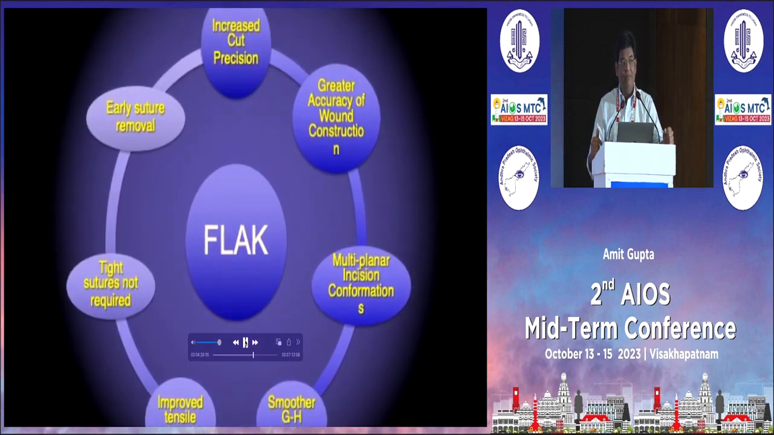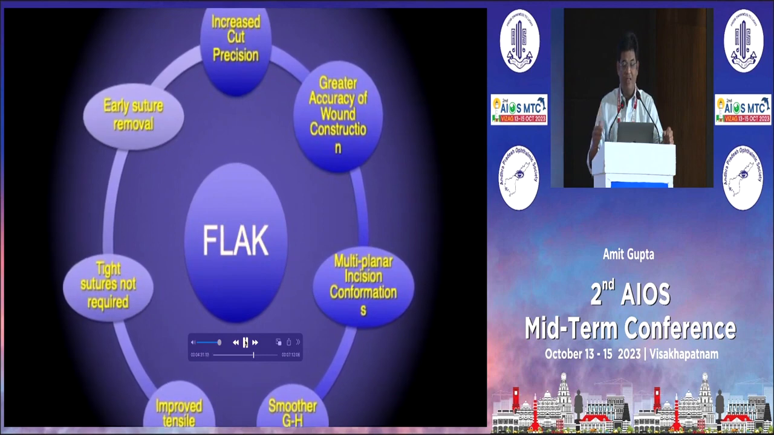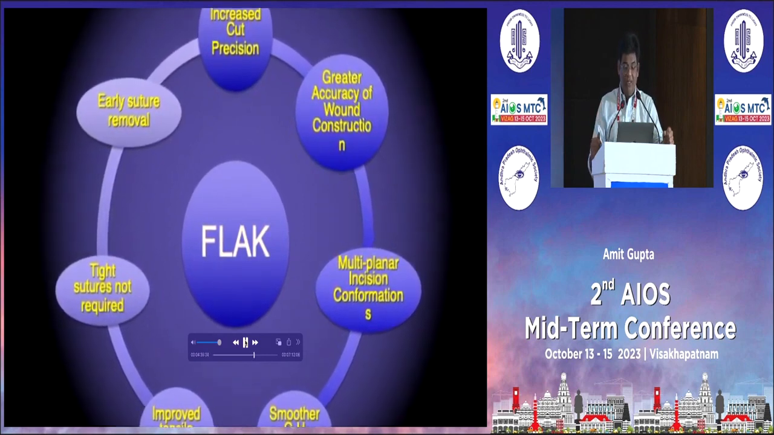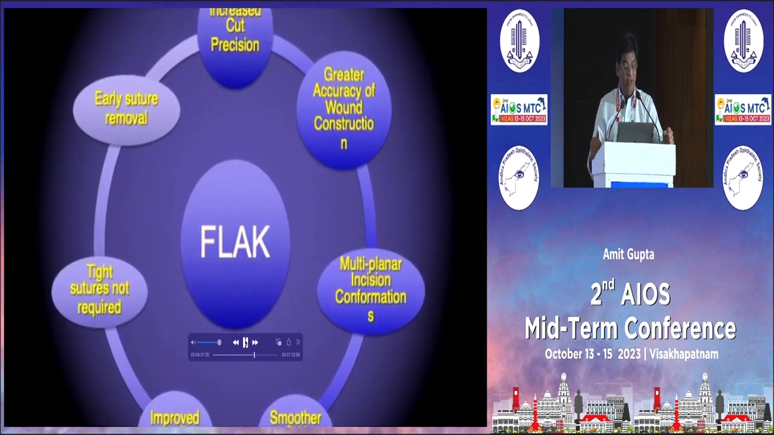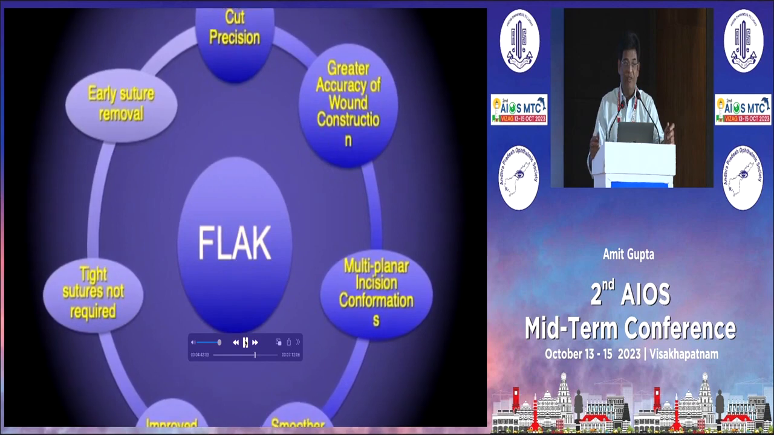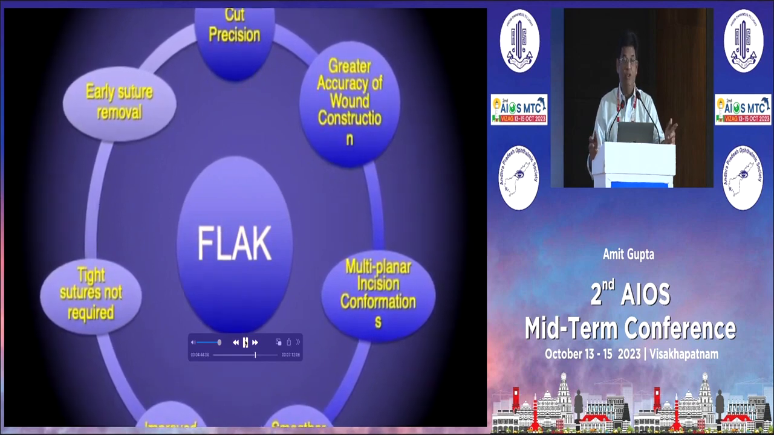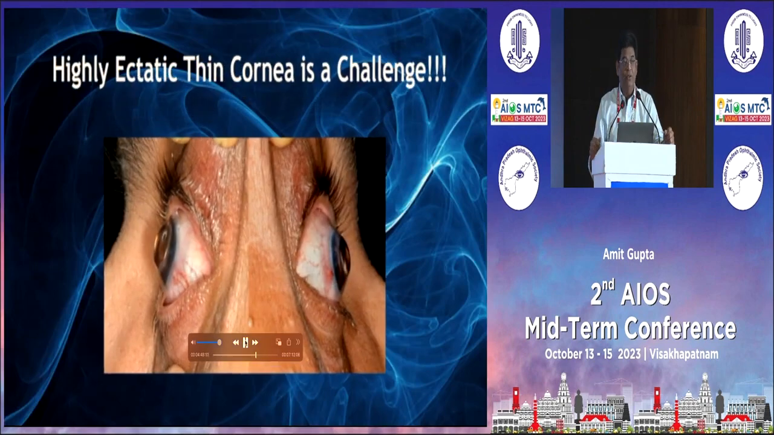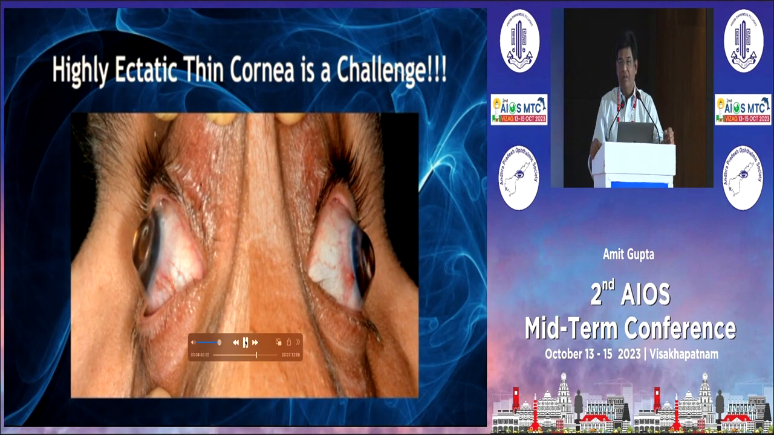On the other hand, with the femtosecond laser, it is a very precise cut, and it's a customized cut. We have a greater accuracy of wound construction. We can plan multiplanar incisions, and tight sutures are not required. And what I've seen is we can go in for a fairly early suture removal, because there is fibrosis along the edge, and the cornea is much thicker.